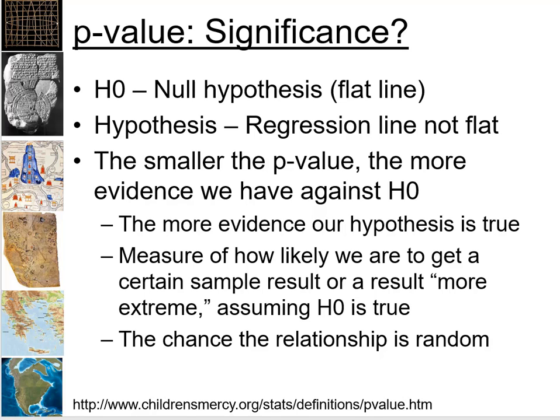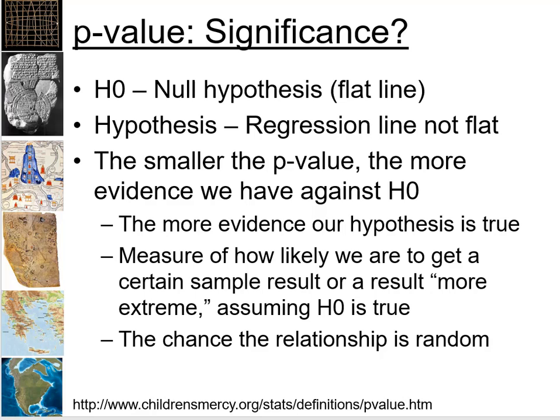If we take into account that H0 is a null hypothesis, and for linear regression that would be a flat line, basically that we didn't predict anything. Our hypothesis would be that our regression line is not flat. Okay, so our hypothesis would be that using temperature and precipitation, we can predict, let's say, the height of adult Doug fir trees.